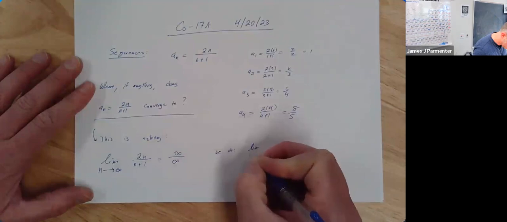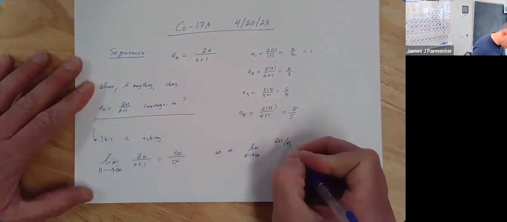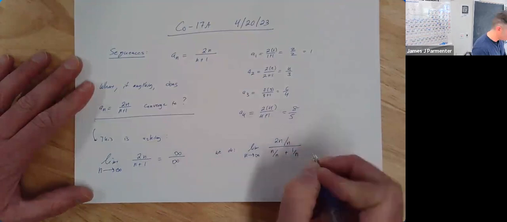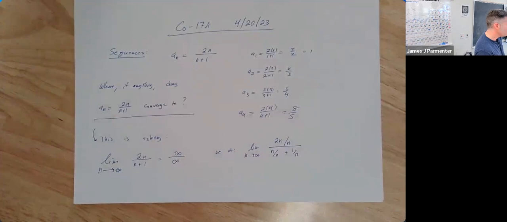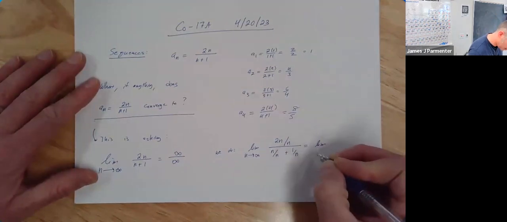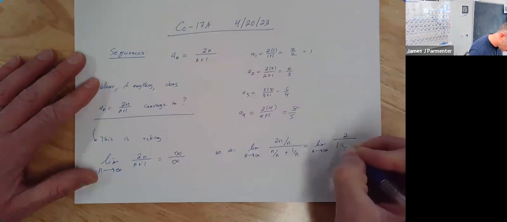The limit as n goes to infinity of 2n divided by n over n divided by n plus 1 divided by n. Still the same thing, right? I've just divided, I like to say multiplied. I've multiplied the top by 1 over n, and I've multiplied the bottom by 1 over n. But now we're going to simplify. When we simplify this, we're going to get the limit as n goes to infinity of 2 over 1 plus 1 over n.